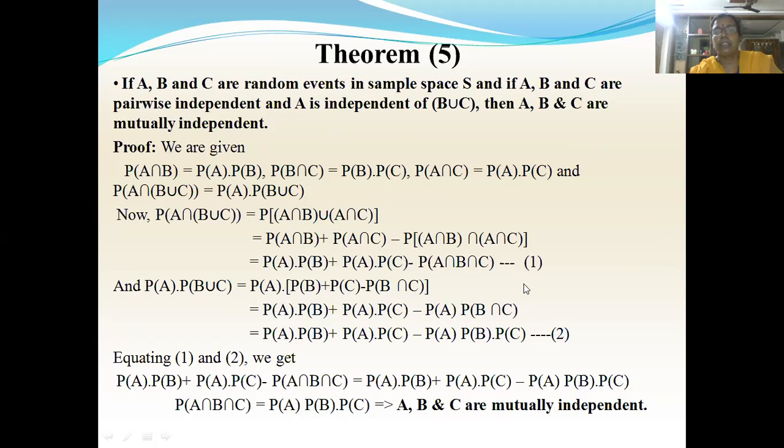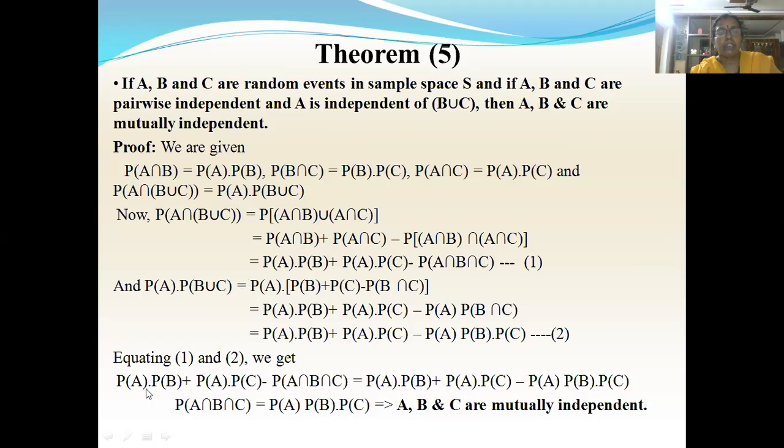Now substituting equations 1 and 2 in this third condition. What is the third condition? P of A intersection (B union C) is equal to P of A into P of (B union C). So I got this LHS term as equation 1. I am writing the LHS side, that is equation 1. And this RHS, P of A into P of (B union C), I got as equation 2. So I am writing on the RHS side equation 2.